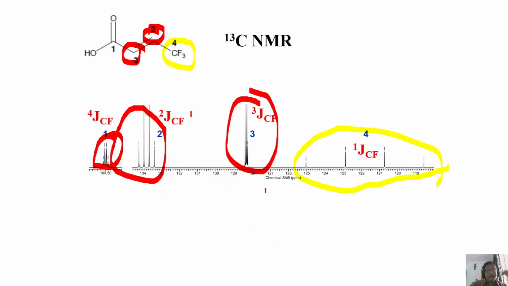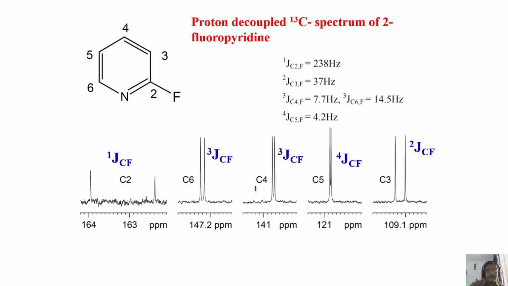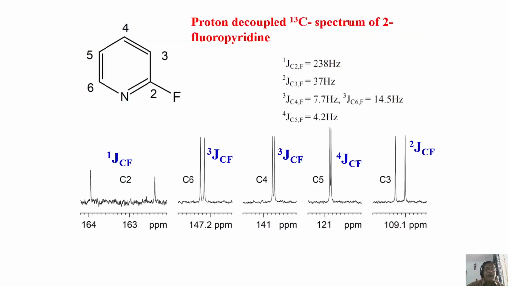Okay, so this is the information which I wanted to tell you. Coupling between the abundant carbon and the dilute spin can be there. You can detect the dilute spin and observe a lot of things. Now, coupling between carbon and fluorine we also saw, where both are spin half nuclei in a molecule like this. This I think we observed.